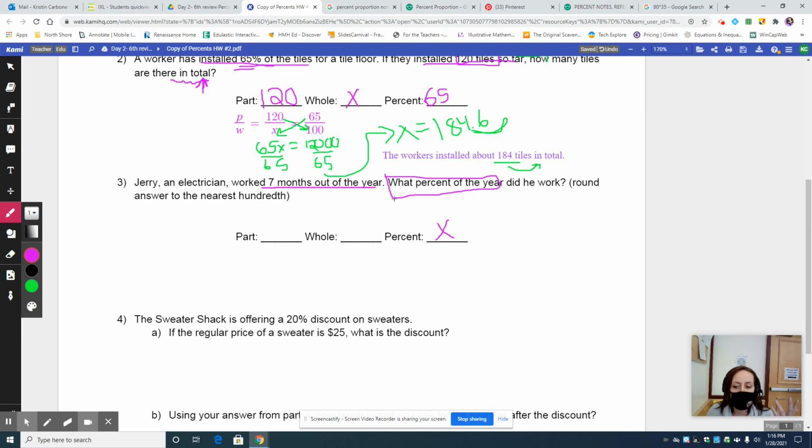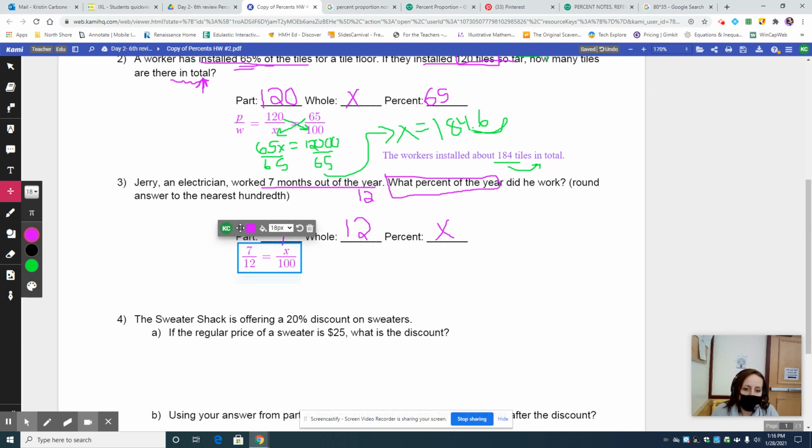Now let's determine the part and the whole. For this one, the part would be 7 months out of the year. Well, how many months are in a year? 12 months. So Jerry worked 7 out of 12, which makes 7 the part, 12 the whole. Then we're going to use our percent proportion. So we have the part over the whole, which is 7 over 12, is equal to our percent, which we don't know, over 100.